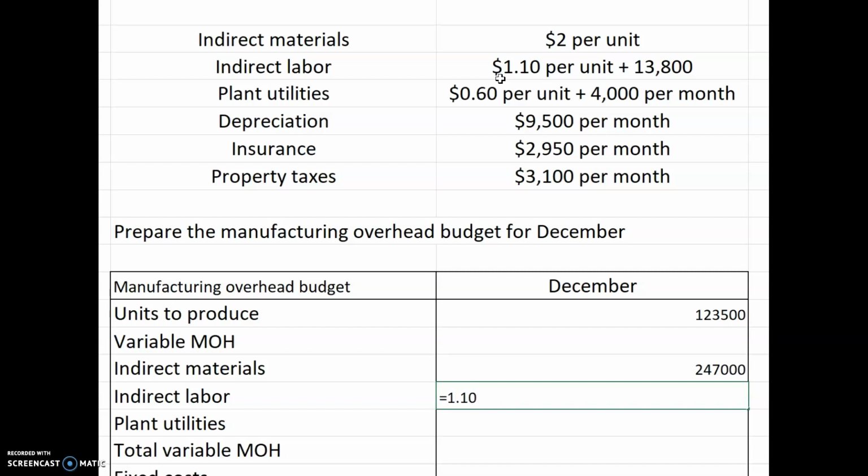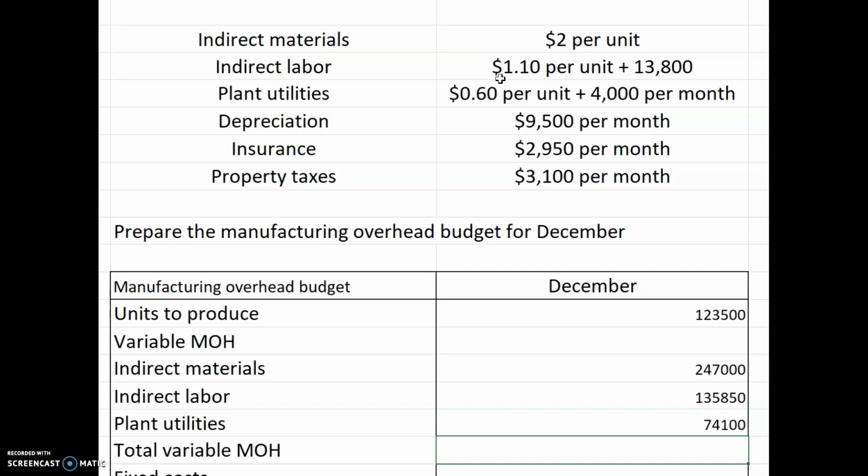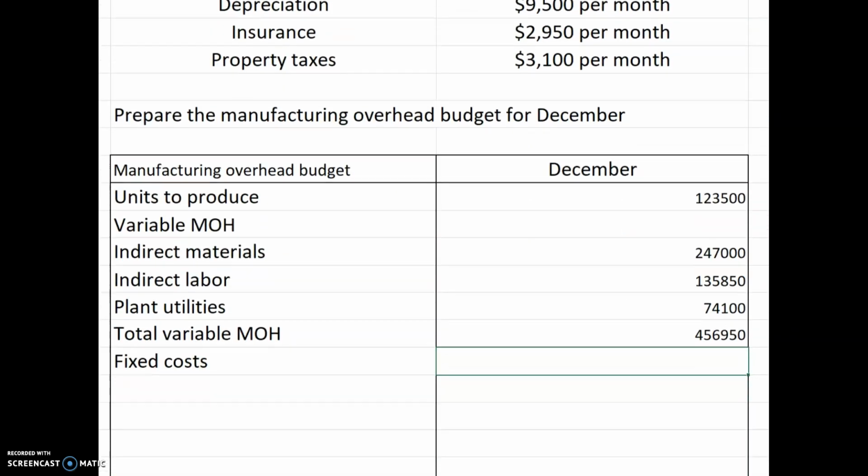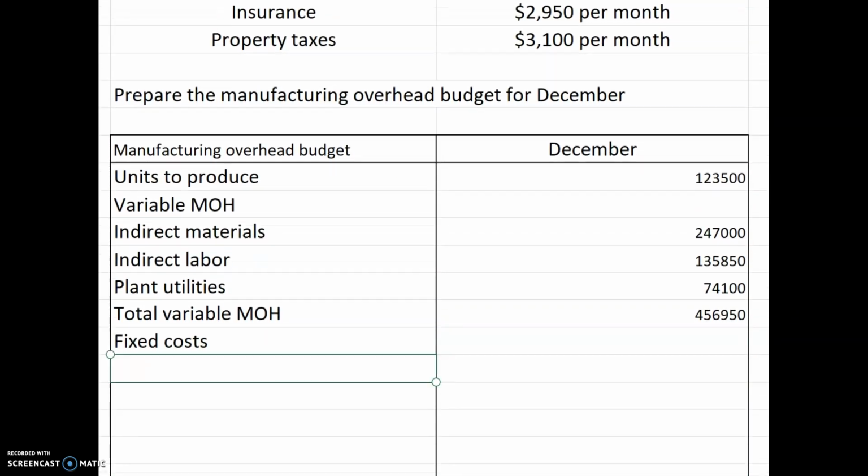And again, we'll multiply that by the 123,500. Plant utilities, same thing. 60 cents per unit. Multiply that by the 123,500. So then we can add them up to get our total variable costs of $456,950. Now our fixed costs that are a set amount per period.